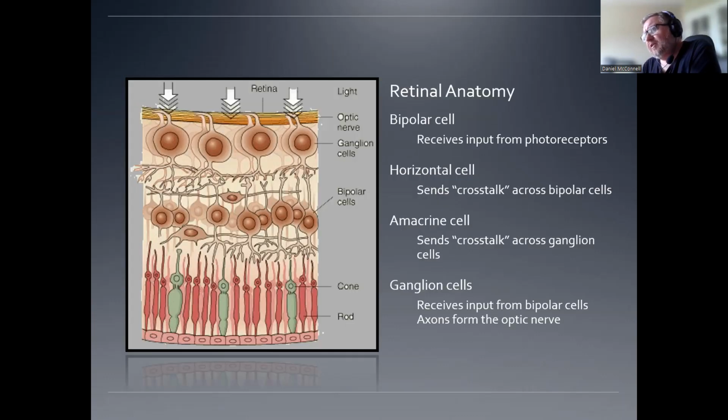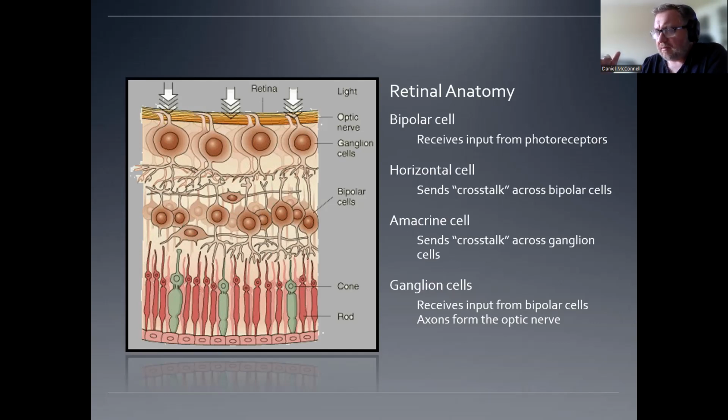Now, I keep talking about all of these postsynaptic cells that are monitoring the photoreceptors, the rods and the cones, and having a so-called receptive field that includes several rods and a few cones, perhaps. What are they exactly? Well, here's a drawing that's going to help us visualize the organization of the retina a little bit better.